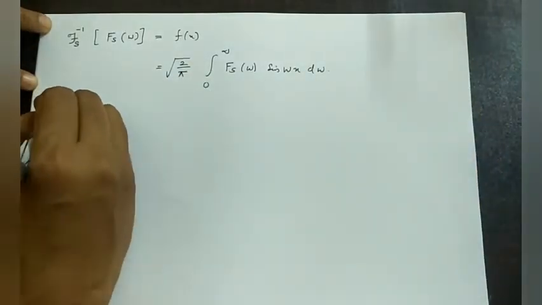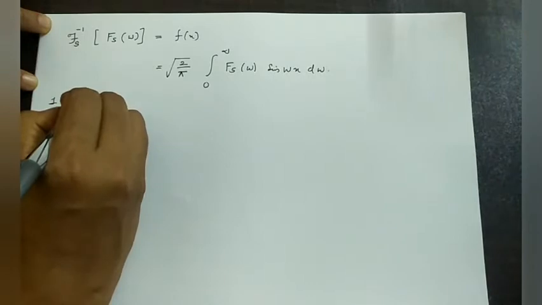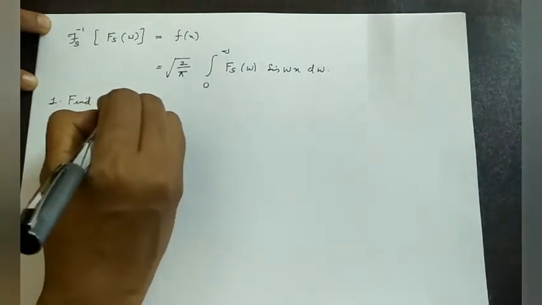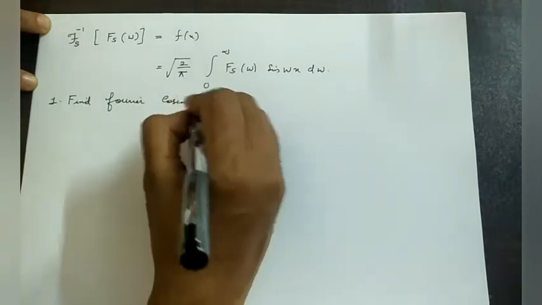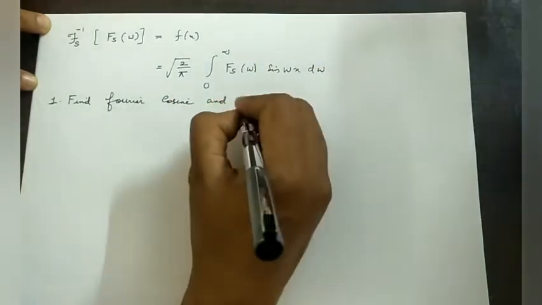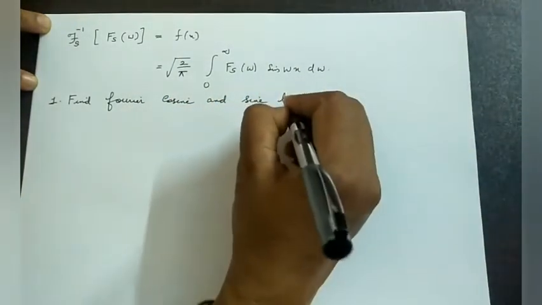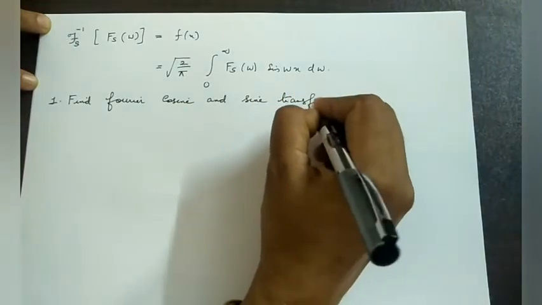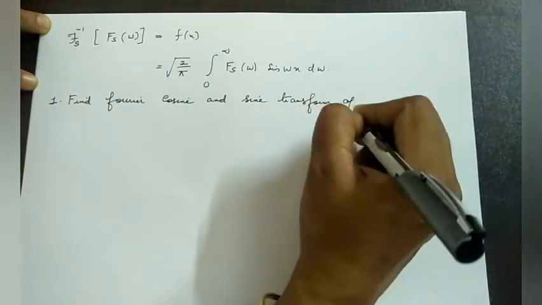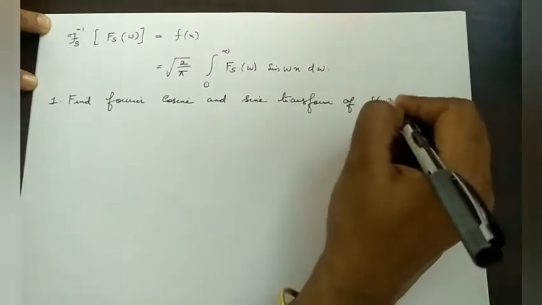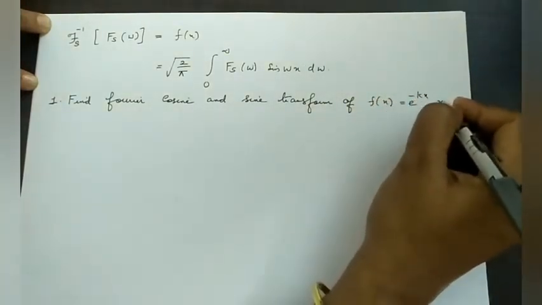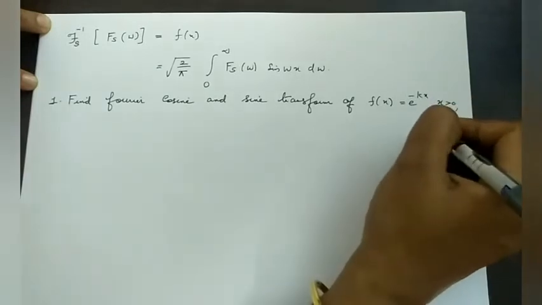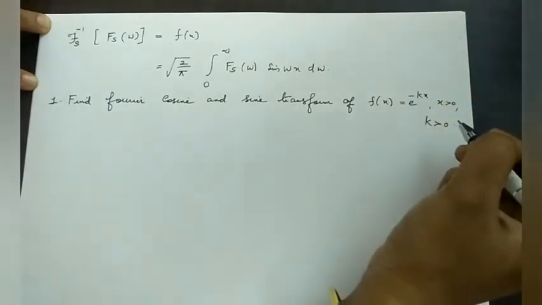First one is: find the Fourier cosine and sine transform of f of x is equal to e raised to minus kx, where x is greater than 0 and k is also greater than 0.